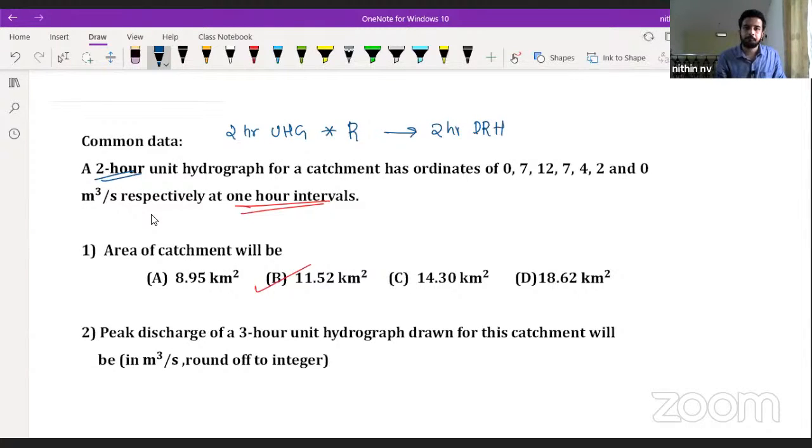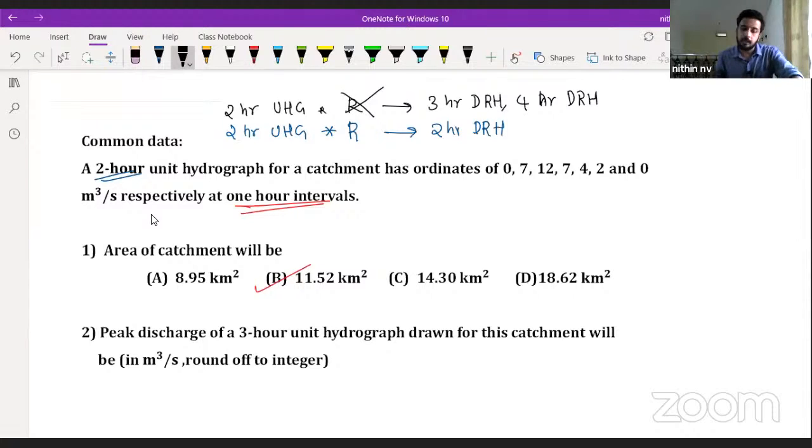Now understood, everyone? But here we have a 2-hour unit hydrograph. If they are asking what is a 3-hour DRH, or a 4-hour DRH, some different duration, then we cannot do this step. Now is it clear, everyone? Those who asked me to repeat, now is it clear? Please wait till here if it is clear. If they are asking the same duration, then we can simply multiply with the runoff. The runoff we are going to calculate, I will tell you. Is this clear now, everyone?